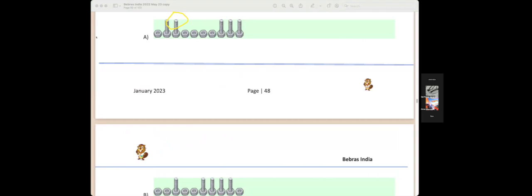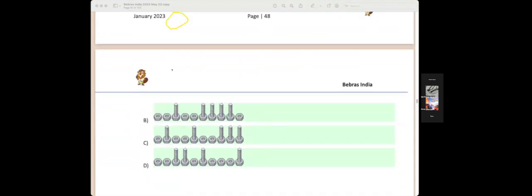In the second one, which is B, the bolt again comes before the nut in the last sequence, which will make things go wrong for Peanut again.